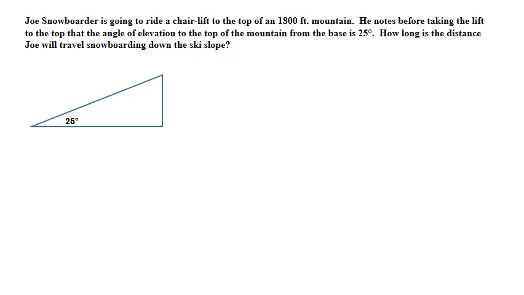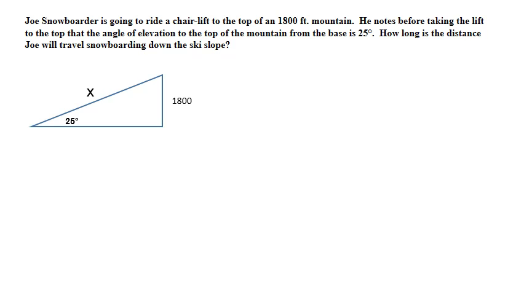You should notice that the 25 degrees is in the lower left-hand corner. It's the angle of elevation. 1800, that's how high the mountain is. So that should go on the vertical side. And the question wants you to find how long is the distance that Joe will travel snowboarding down the ski slope. Your x, or whatever variable you chose, should be on the hypotenuse. It is very important that you read the problem once or twice so you label the triangle correctly.